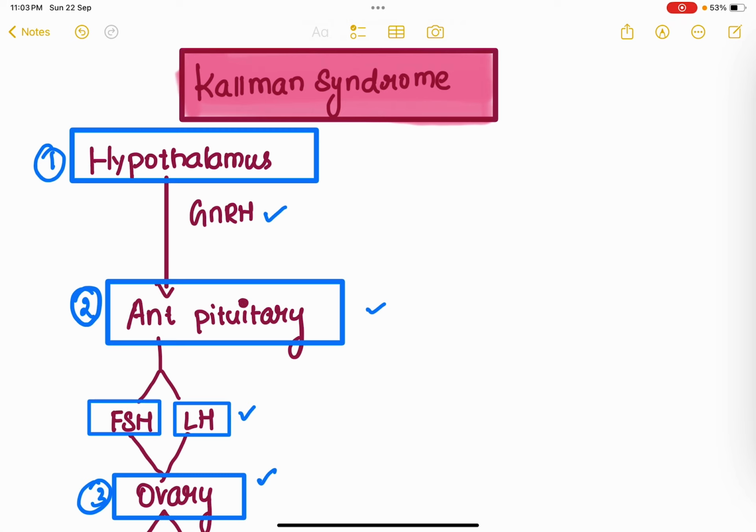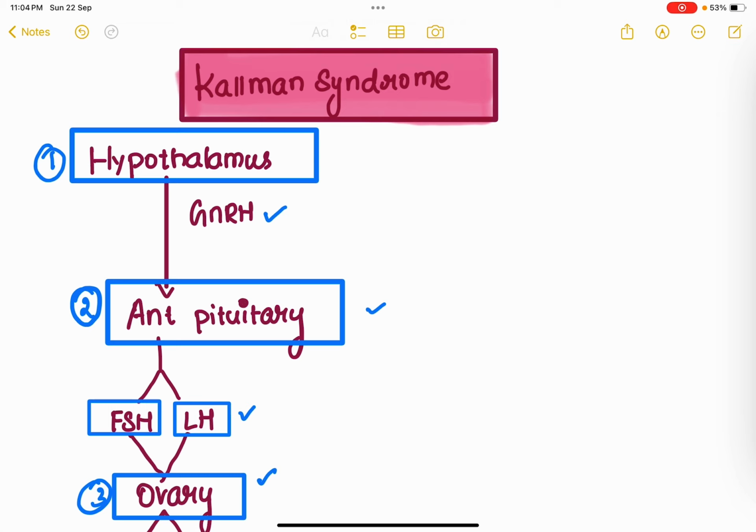Okay, so as we have discussed in the previous module, we have discussed primary amenorrhea and we have divided that into uterus present and uterus absent. In uterus absent there are two conditions, Mullerian agenesis and androgen insensitivity syndrome. Mullerian agenesis is 46XX and androgen insensitivity syndrome is 46XY.